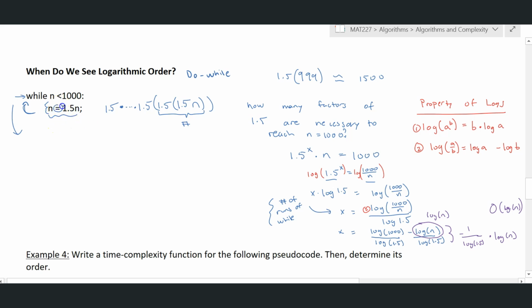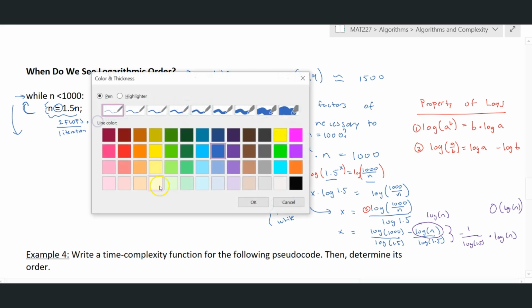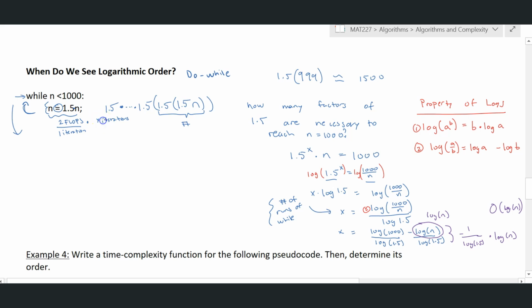Well, there's an assignment and then there's a multiplication. That's 2 flops, and then that's going to require x total iterations. So I'm sorry, it's 2 flops per 1 iteration multiplied by x iterations, and that will of course leave us with units of the total flops.